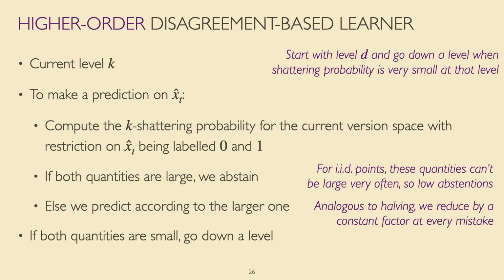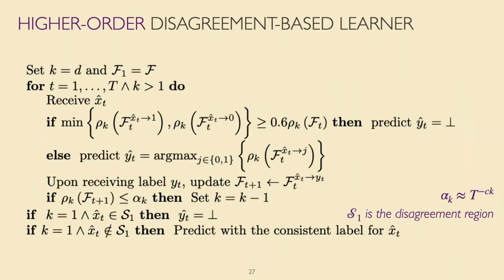So what's the intuition for IID points? These points can't be very large very often. Somehow it has to do with the shattering probabilities. Yeah, they're a conveyor belt. Let me explain that. I just have a lemma to explain that.